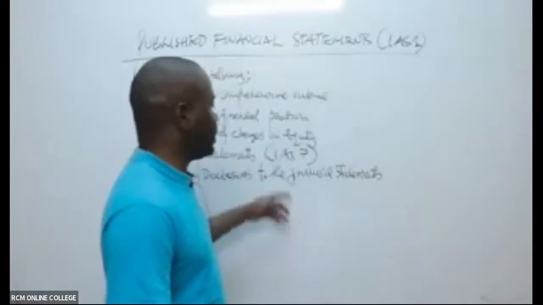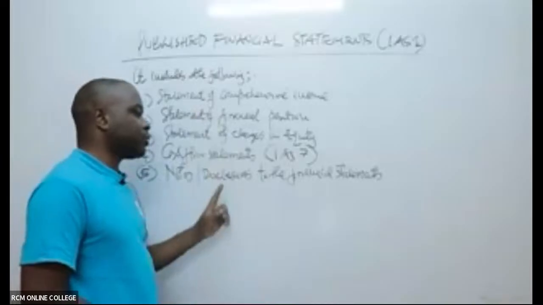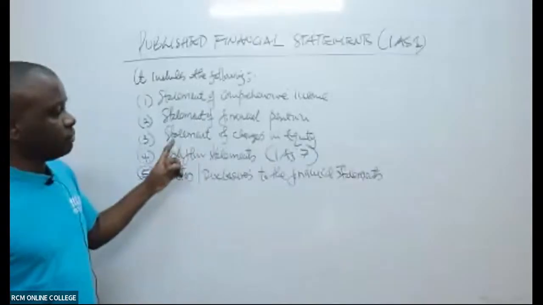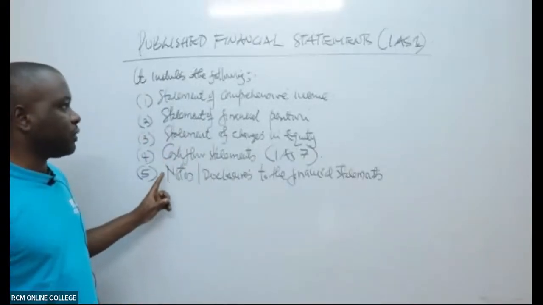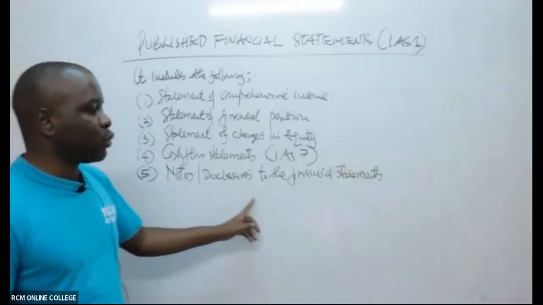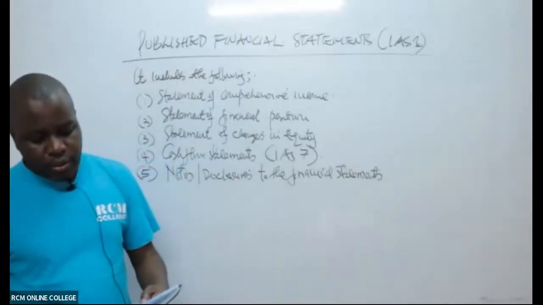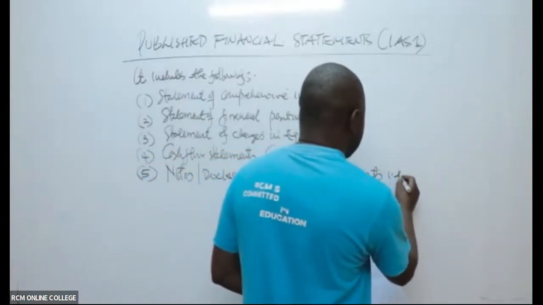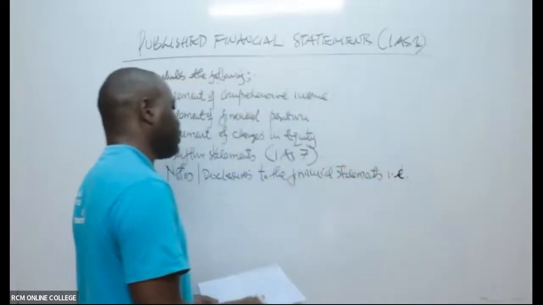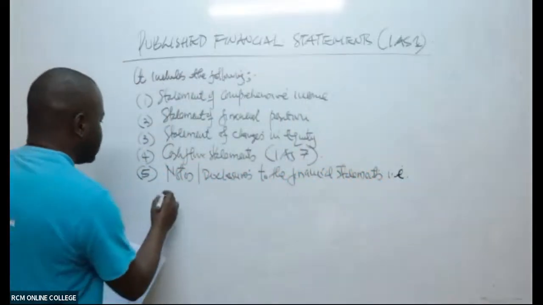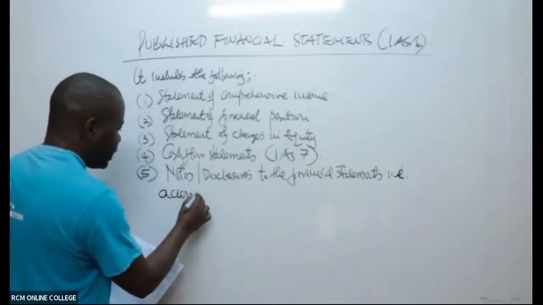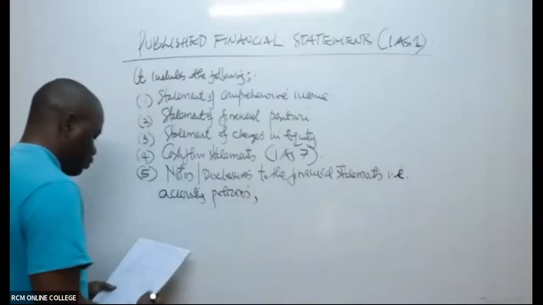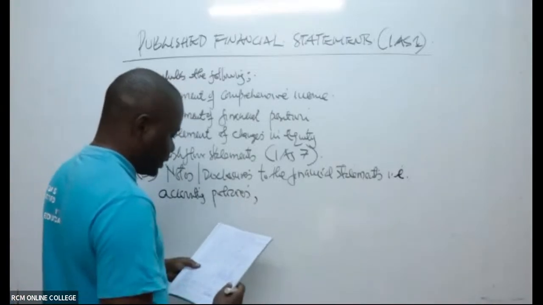There could be certain elements that you want to make use of these notes to better understand what has been presented up here. So you include in the set of the financial statements what we call the notes or disclosures to the financial statements. So in this case, what can be included in the notes to the financial statements? Maybe you're going to talk about the accounting policies that have actually been applied.